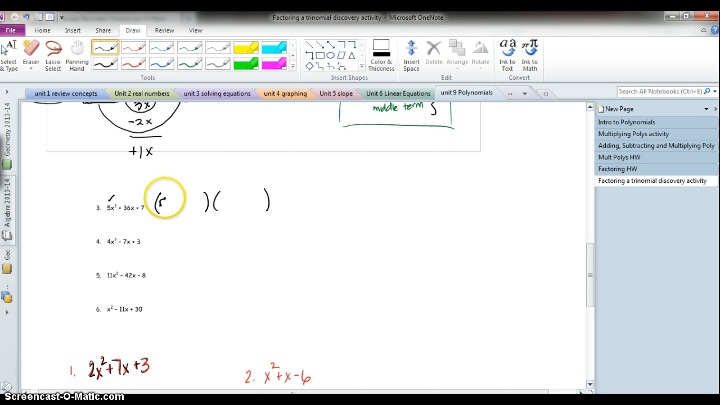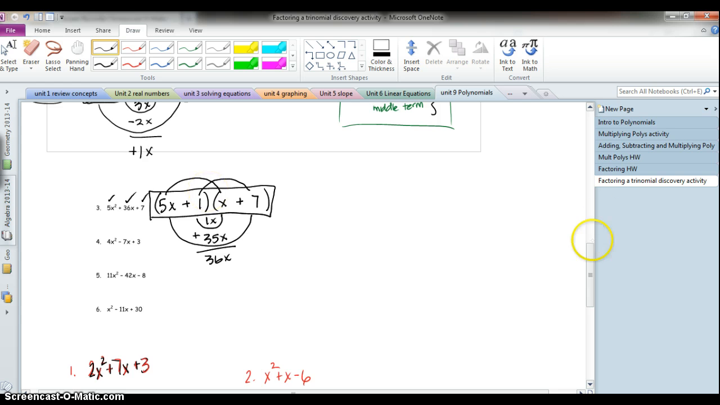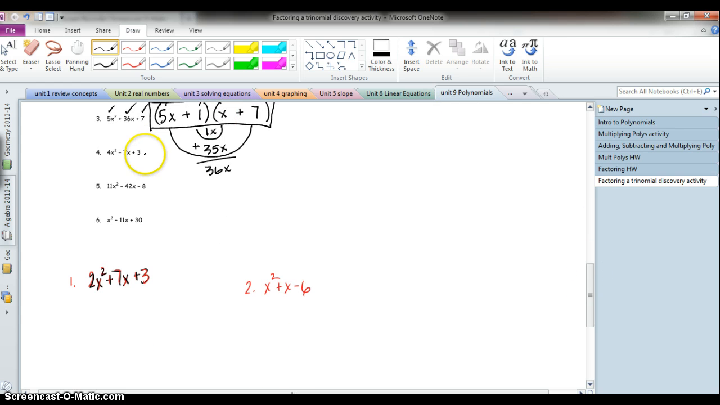My first term is 5x squared, so 5x and x. That definitely gets me 5x squared. My last term is 7, so I'll choose 1 and 7, a positive 1 and a positive 7. And now let's check it. That's 1x. There's 35x. If I add those together, that gets me 36x. That's exactly what I needed in the middle. I'm done.